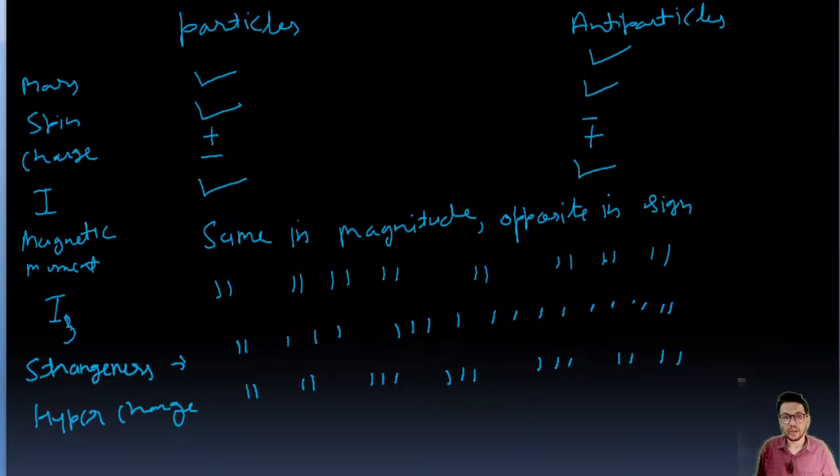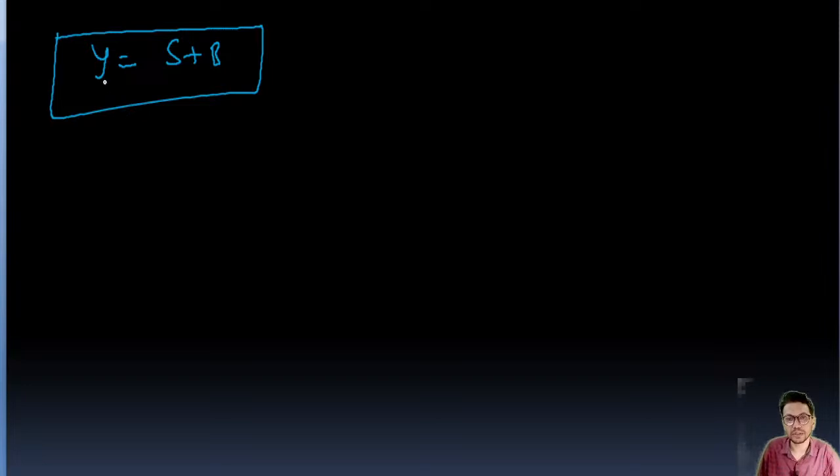Okay guys, next. I'll tell you what hypercharge is. Hypercharge is denoted by Y equal to S plus B. Strangeness plus baryon number is called hypercharge. So this is hypercharge.